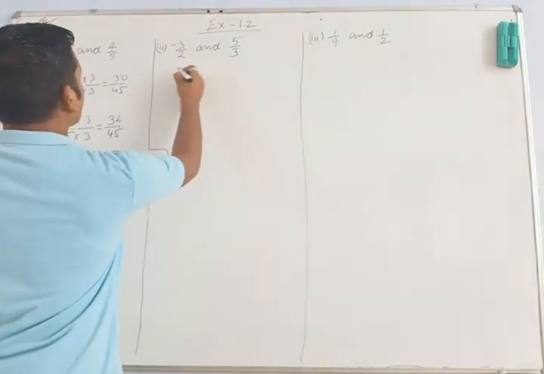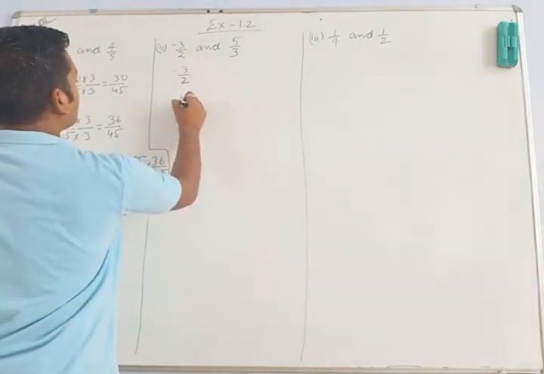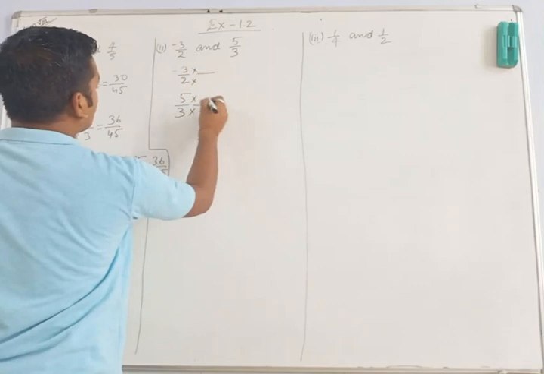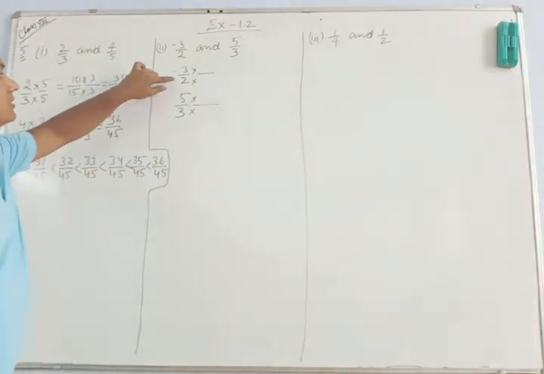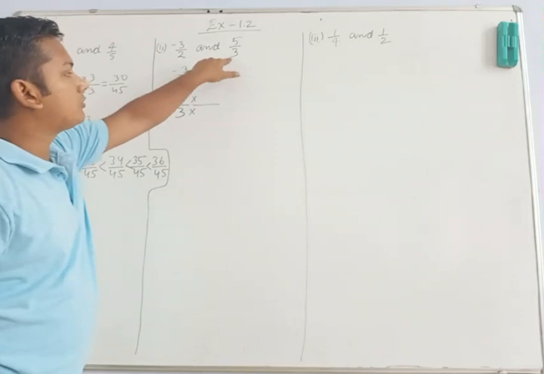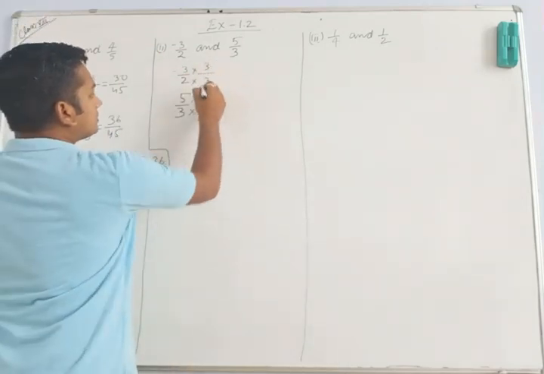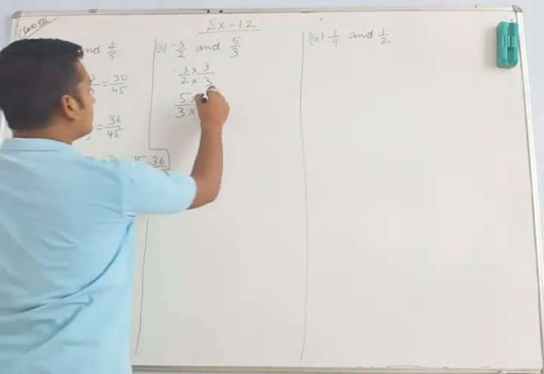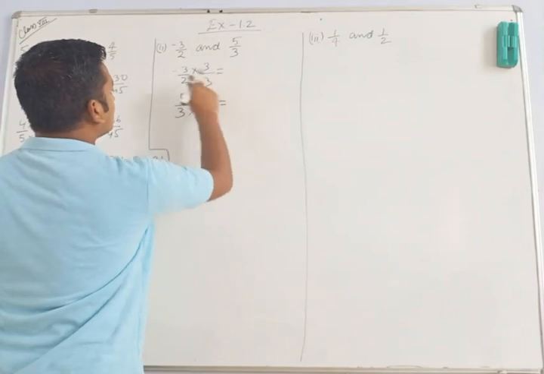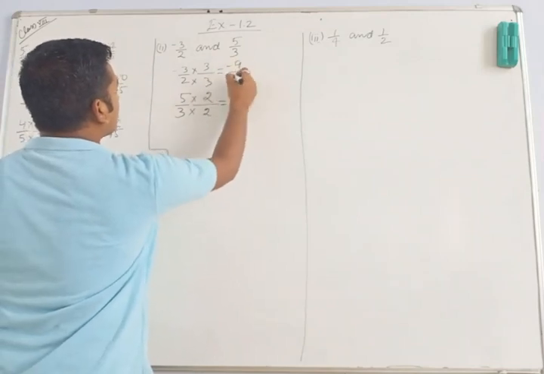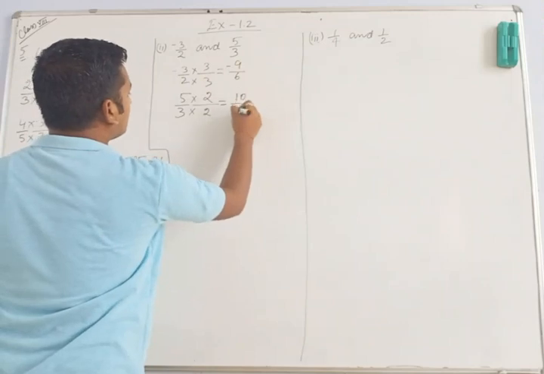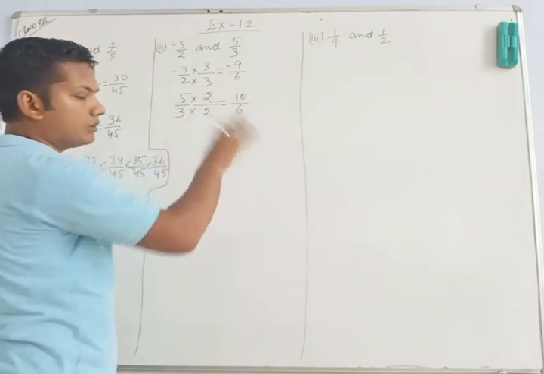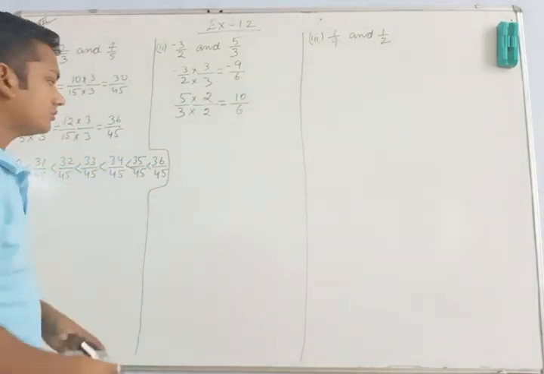Now the second one. In this also, at first we will equate the denominators. For that we will multiply with the denominator the other number has. This number we will multiply with the denominator of this number, that is 3, and in this one we will multiply with the denominator of the first number, that is 2. So 3 3s are 9, minus 9 upon 6, and 10 upon 6. In this case I can easily get the 5 rational numbers, so no need to multiply with a bigger number.